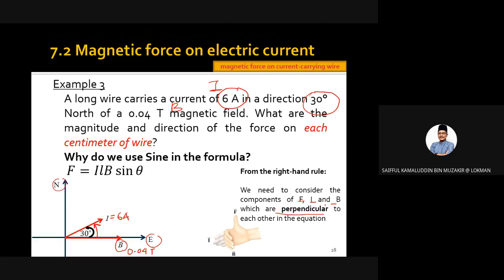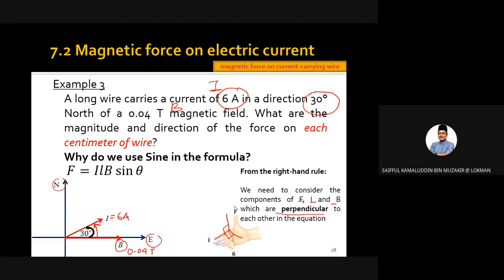Macam mana kita nak guna FIB, sedangkan semua ni sepatutnya 90 darjah antara satu sama lain? F ke sana, I ke sana, B ke sana. F dengan I 90 darjah, I dengan B pun 90 darjah. Tapi dalam ni 30 darjah. Macam mana kita nak tentukan? Pak, ni 30 darjah. Nak guna tangan, dia semua 90 darjah. How are we going to do that?